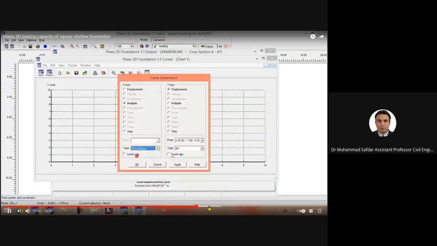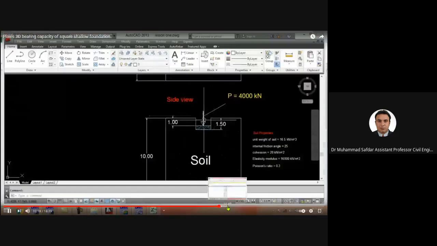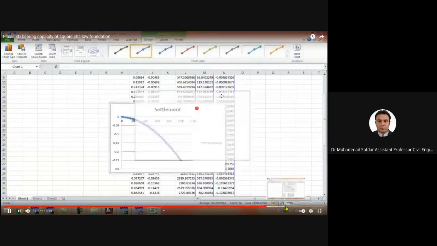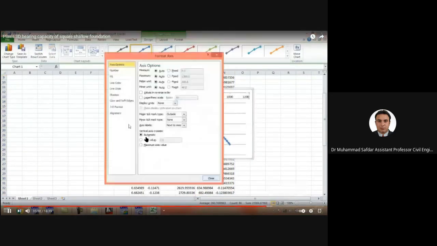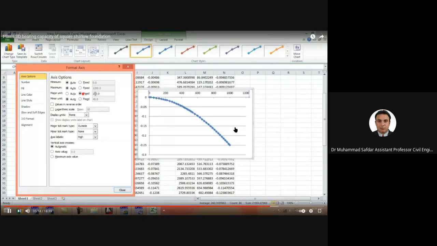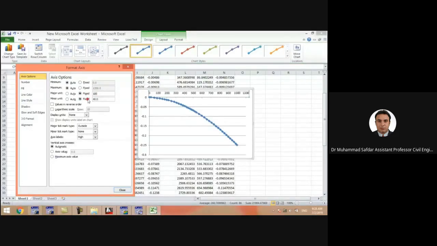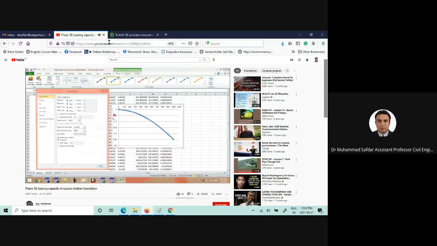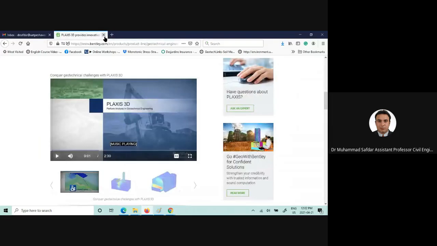Different parameters. When you use the tutorials, then you can extract that data and export it to Excel. You can draw the figures as well. This will give you a load settlement curve. So now you can see that this is the settlement, and here is the load which was applied. 4,000 kilonewton was applied. So that's how you can use this software as a geotechnical engineer, which is used mainly in North America as well, here in Pakistan and all around the world.